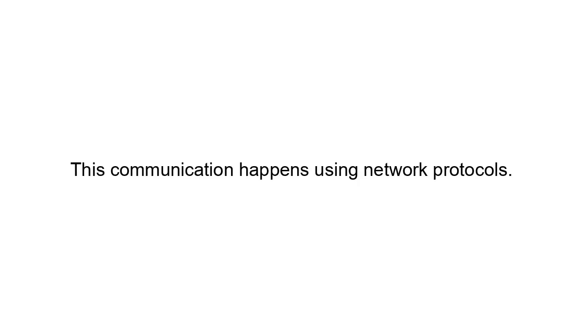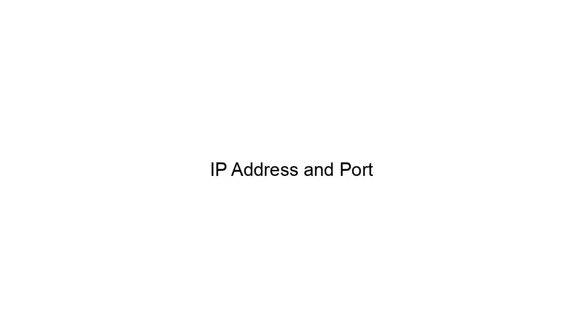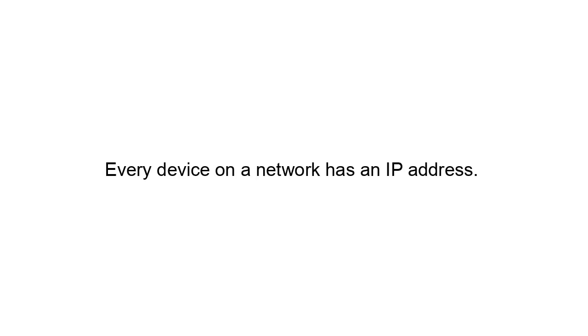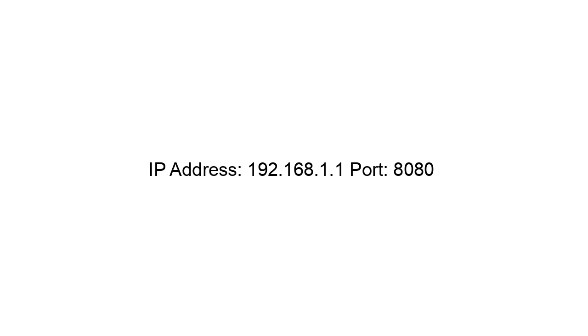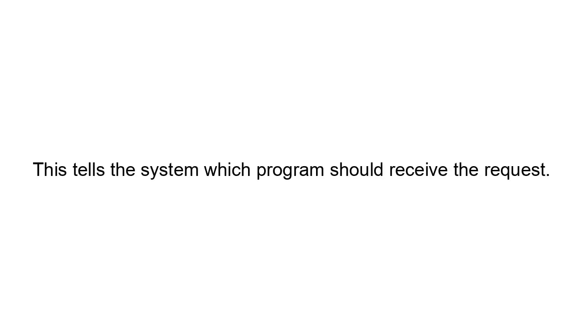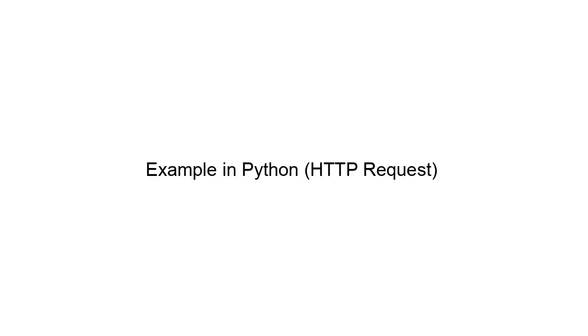IP address and port. Every device on a network has an IP address. Example, 192.168.1.1. Programs running on that device listen on ports. Example, IP address 192.168.1.1, port 8080. Connection example, client connects to 192.168.1.1, 8080. This tells the system which program should receive the request.